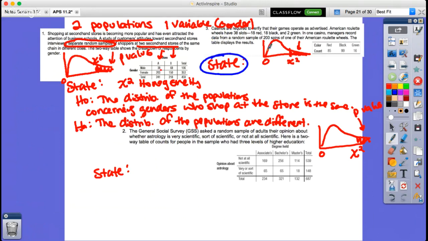Okay, so we're going to do this one in blue. The null hypothesis states that casinos are required to verify that their games operate as advertised. That's key. Operate as advertised. American roulette wheels have 38 slots, which mean 18 red, 18 black, and 2 green.